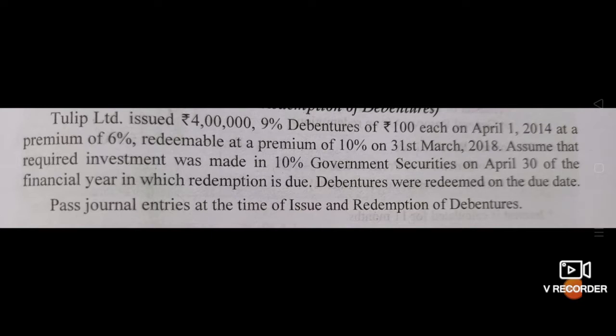Tulip Limited issued rupees 4 lakhs 9% debentures of rupees 100 each on April 1st, 2014 at a premium of 6%, and they are redeemable at a premium of 10% on 31st March 2018. Assume that required investment was made in 10% government securities on April 30 of the financial year in which redemption is due. Debentures were redeemed on the due date. Pass journal entries at the time of issue and redemption of debentures. So let's start now.